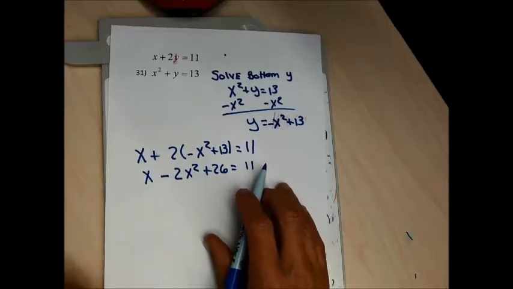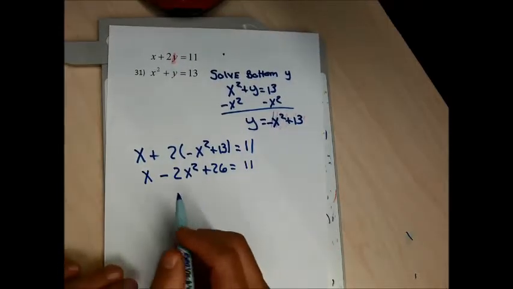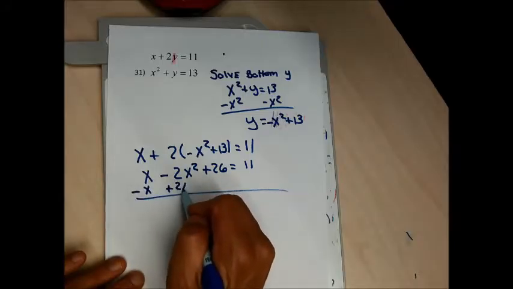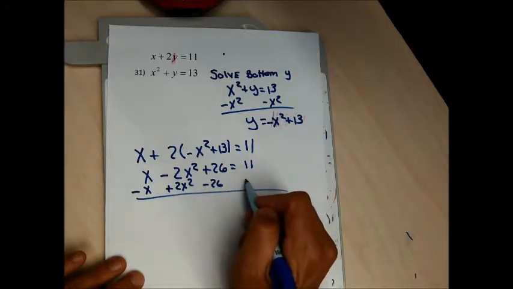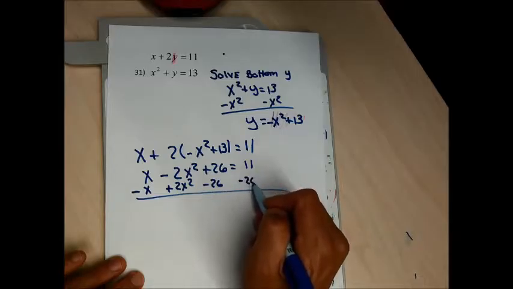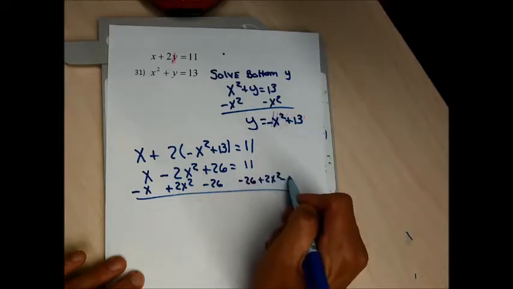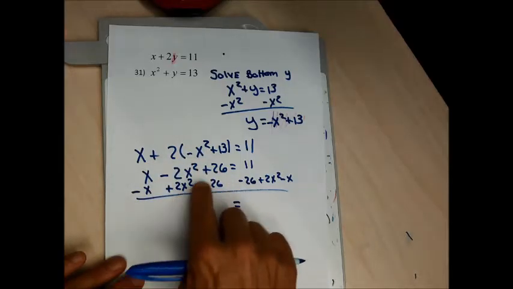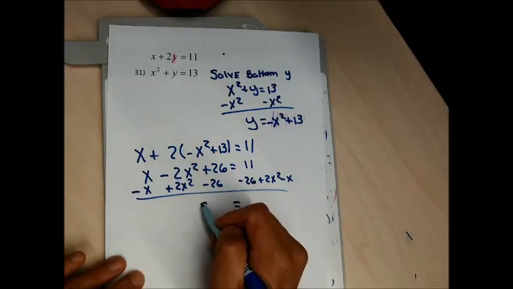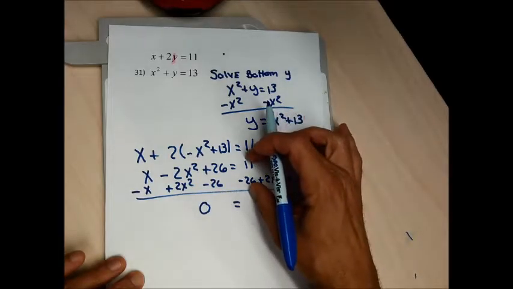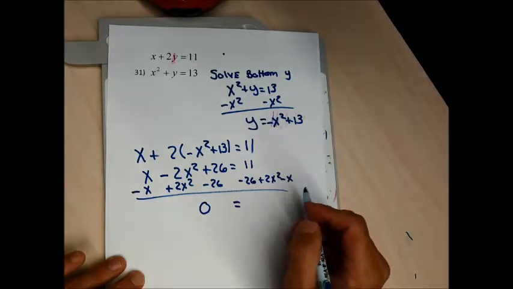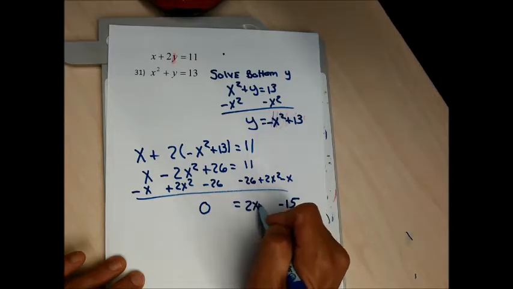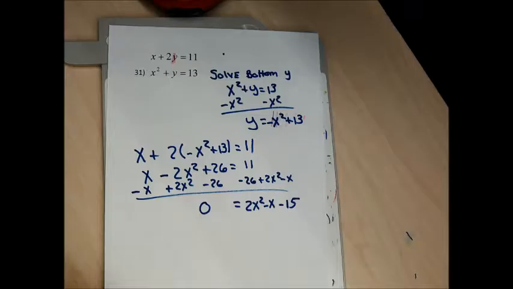I need to get it set equal to 0 because of the x squared. The best thing to do is go minus x plus 2x squared minus 26 to get the x squared to be positive. By minus x plus 2x squared and minus 26 on the left-hand side, I get a 0. On the right-hand side, the 11 minus 26 is going to give me a minus 15. And the other two pieces, 2x squared minus x, I'm just going to write first.